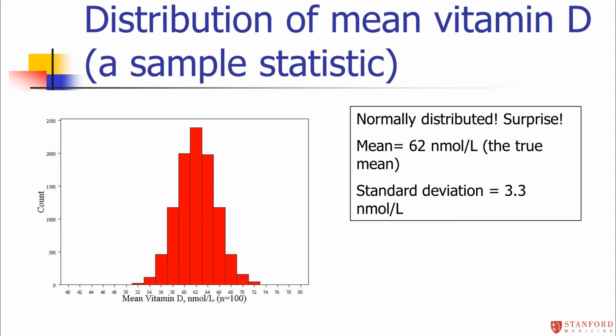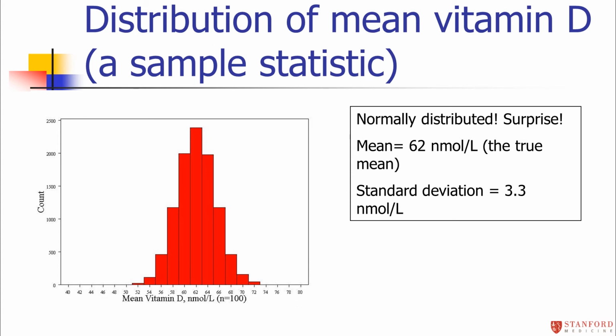The mean of the means, I'm going to say that again, the mean of the means, this is the mean of the means that we're talking about here. The mean of the means turned out to be 62 nanomoles per liter. Well, that's just the true value, the true mean. So that's not surprising. The mean of the means is the true mean in the population. Well, that makes sense because if that's the true mean, then most of our samples should hover around 62, the true mean. The standard deviation of the means turns out to be 3.3 nanomoles per liter.